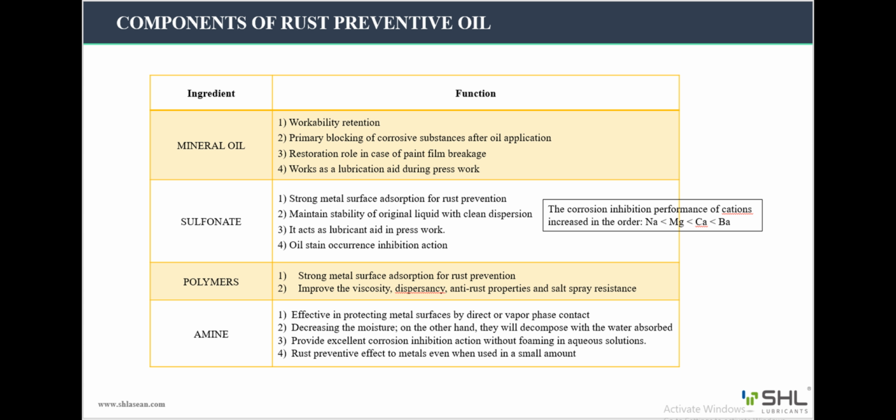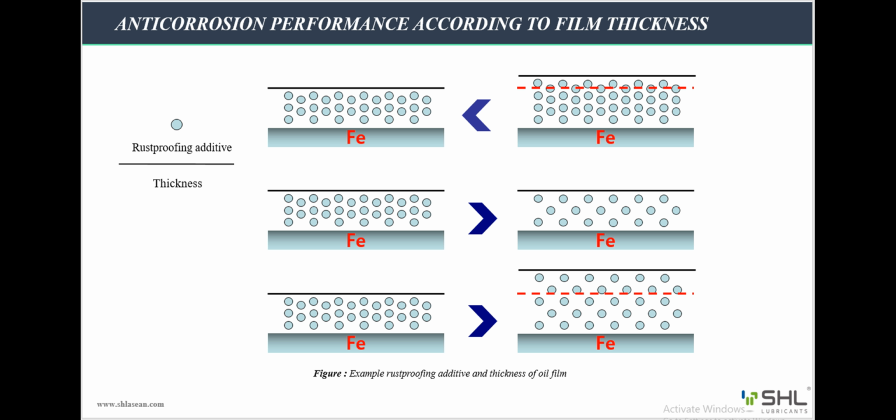Finally is amine, often used for water-based rust preventative oil. Amine is effective in protecting metal surfaces by direct or vapor phase contact. Amine helps to decrease the moisture. On the other hand, they will decompose with the water absorbed and provide excellent corrosion inhibition action without foaming in aqueous solutions, and also a rust preventive effect to metals even when used in a small amount.